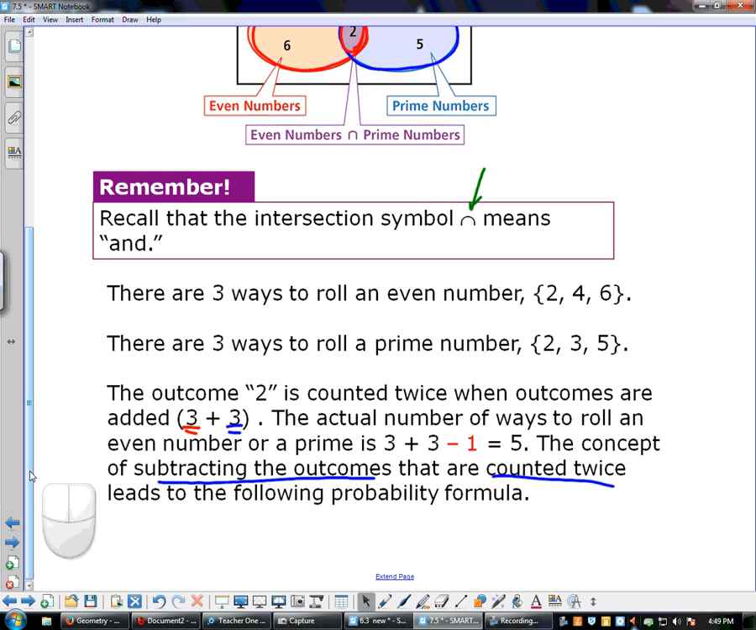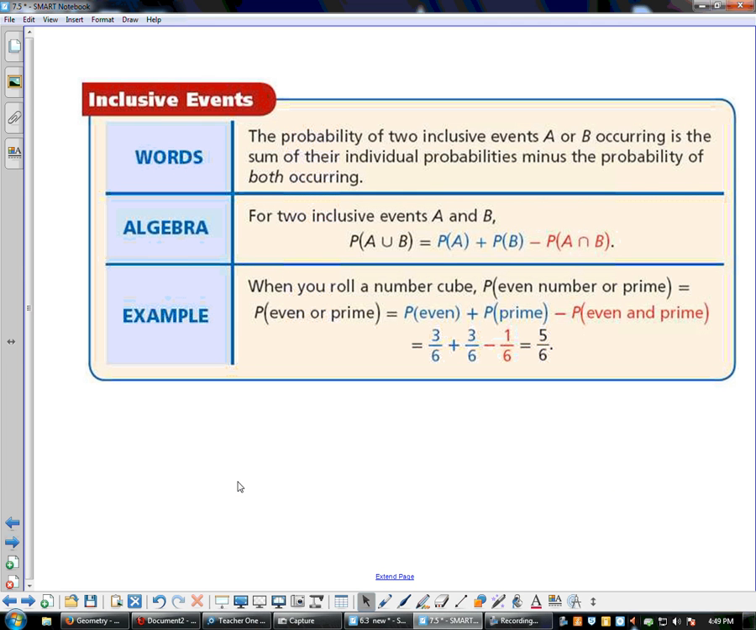So that's going to give us the formula on the next page that would describe this situation. We were subtracting 1 because there was one item in the overlap. Okay, all right, so inclusive events. Let's talk about the words that we've just been using. The probability of two inclusive events, A or B, occurring is the sum of their individual probabilities minus the probability of both occurring. In algebra, our symbols would be the probability of A or B occurring equals the probability of A plus the probability of B minus the overlap, the probability of both of them occurring.